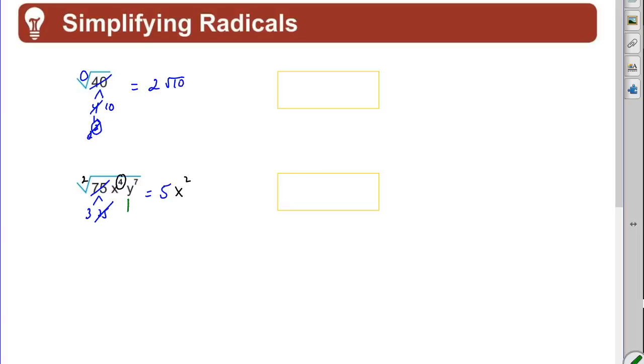Let me do the y the other way. There's 7 of them, so I'm going to do y squareds. I just used 2 of them. I used another 2 of them. That's 6 of them, and there's a y left, right? So watch. And I just took care of that, right?